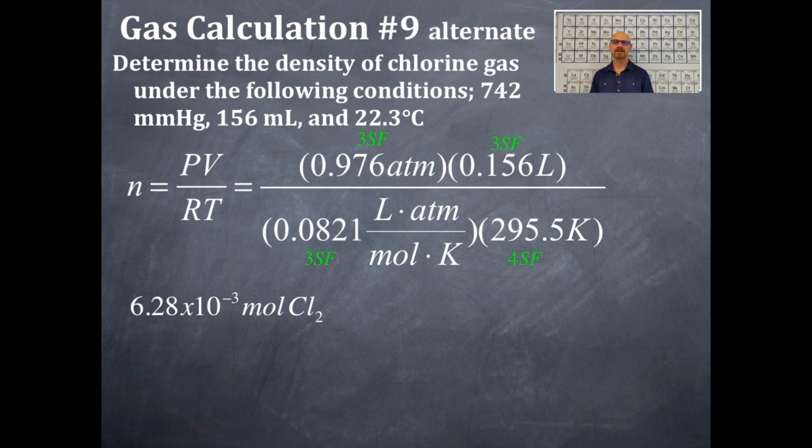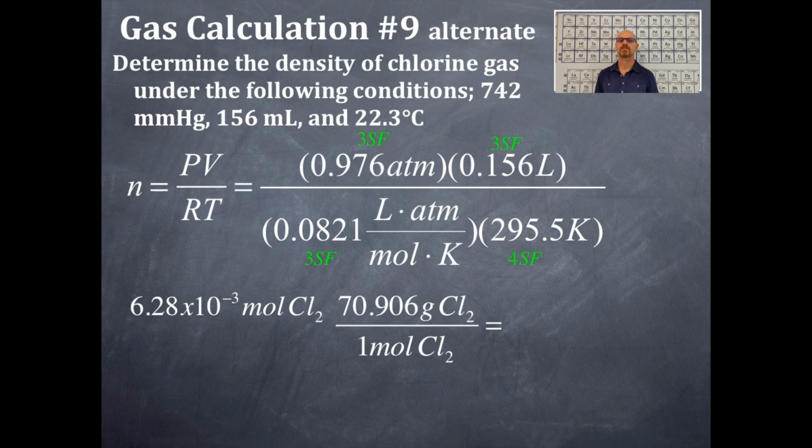Now recall that density is a mass per unit volume. I don't have a mass right now, I have an amount of gas, so I'm going to convert these moles into grams using the molar mass. We already calculated the molar mass for chlorine on the previous slide, so hopefully we can do that really simply, and this gives us the mass of chlorine gas. That also has 3 significant figures.